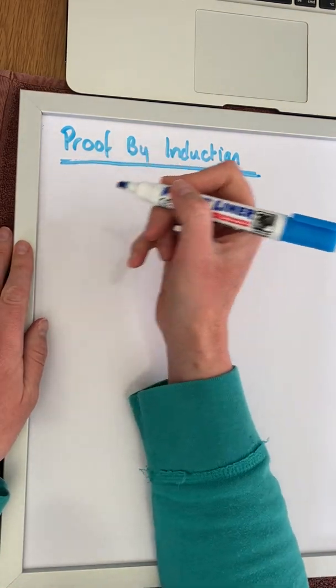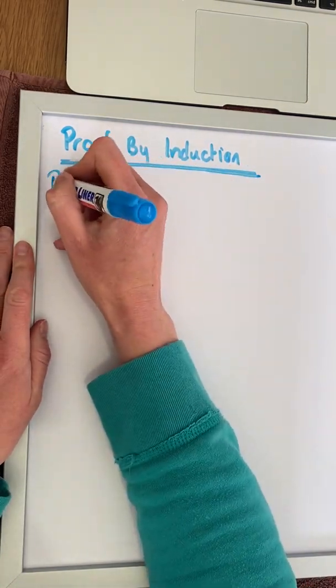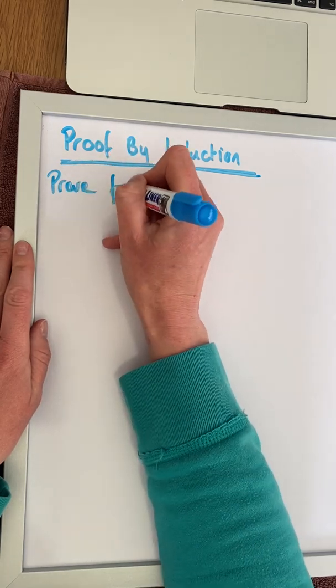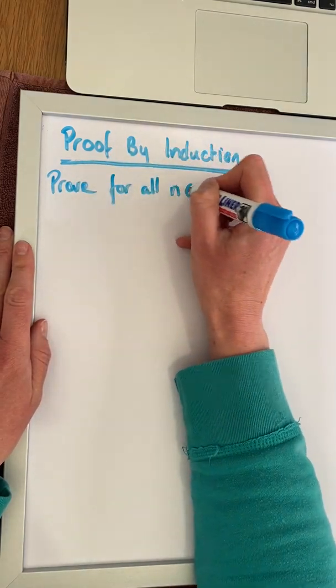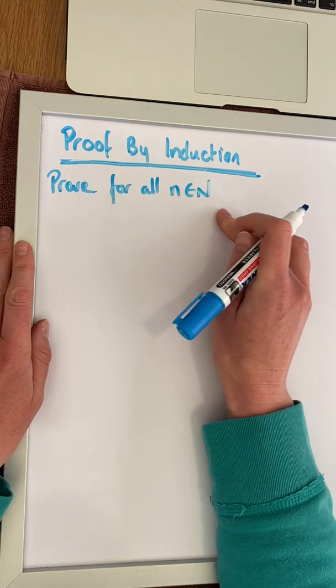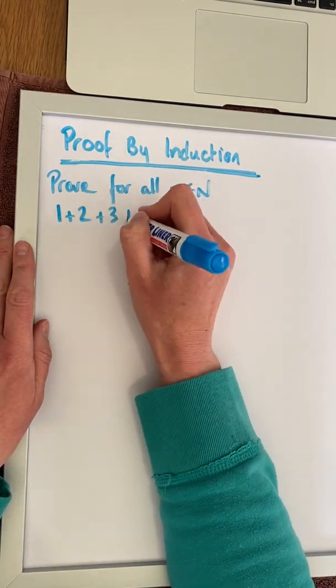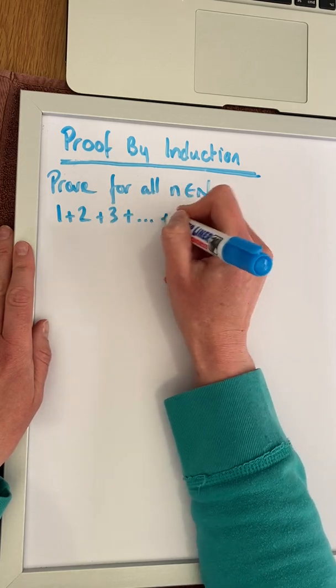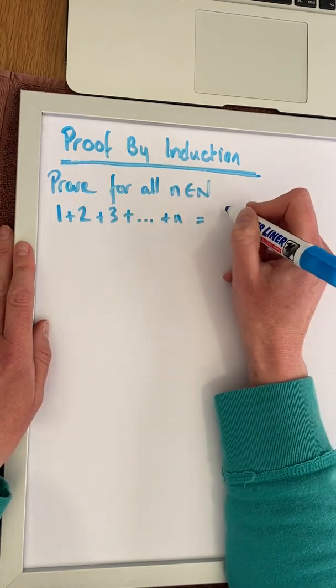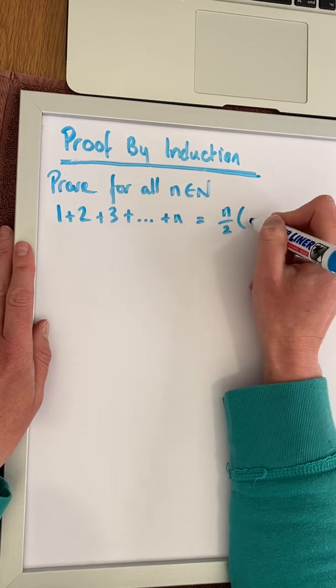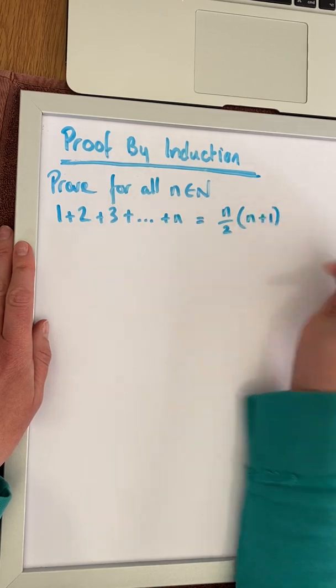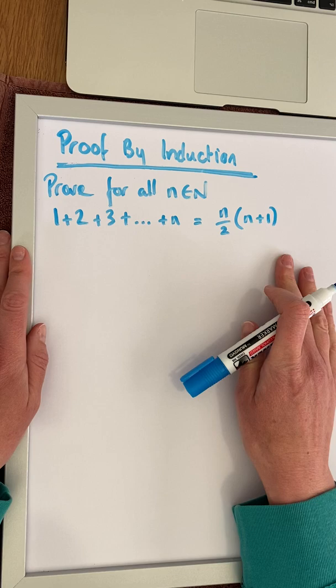So this question we want to prove for all n is an element of the natural numbers, so we're looking to prove for all n is natural numbers that 1 plus 2 plus 3 plus ... plus n is equal to n over 2 by n plus 1. So this is our question.